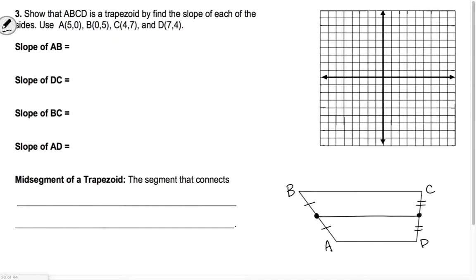All right, so show that this is a trapezoid ABCD by finding the slope of each of the sides. All right, so A is (5, 0). B is (0, 5). C is (4, 7). And D is (7, 4).